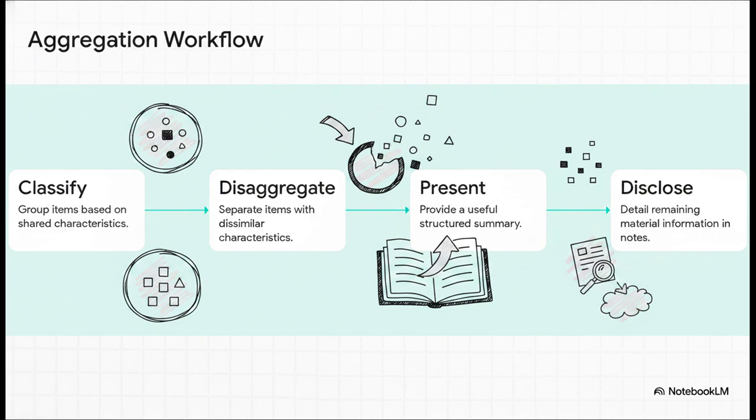To make this foolproof, just follow this 4-step workflow. 1. Classify items based on what they share. 2. Break them apart based on dissimilar characteristics. 3. Present the resulting line items on your primary statements. And 4. Take whatever material info is left over, the nitty-gritty details that would just clutter up the main page, and disclose it clearly in your notes.